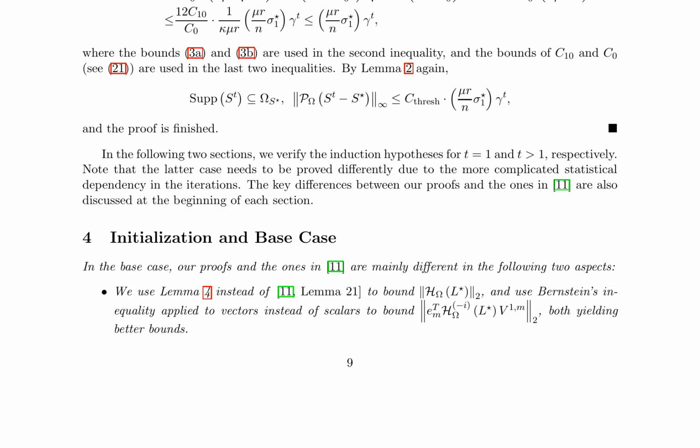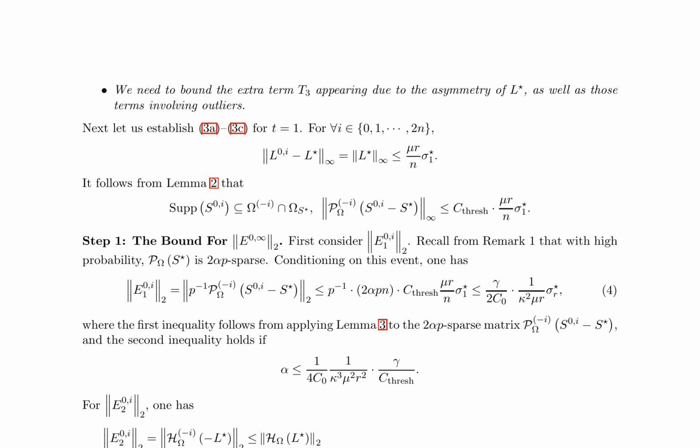Next, let us establish 3a to 3c for t equals 1. For all i in 0, 1, ..., 2n, the infinity norm of L^0,i − L* equals the infinity norm of B_L, which is less than or equal to μ r / n σ1. It follows from Lemma 2 that the support of S^{0,i} is a subset of Ω_i intersected with Ω_S, and the infinity norm of P_Ω(S^{0,i} − S*) is less than or equal to C_thresh μ r / n σ1. Step 1. The bound for the infinity norm and 2 norm of E^0.